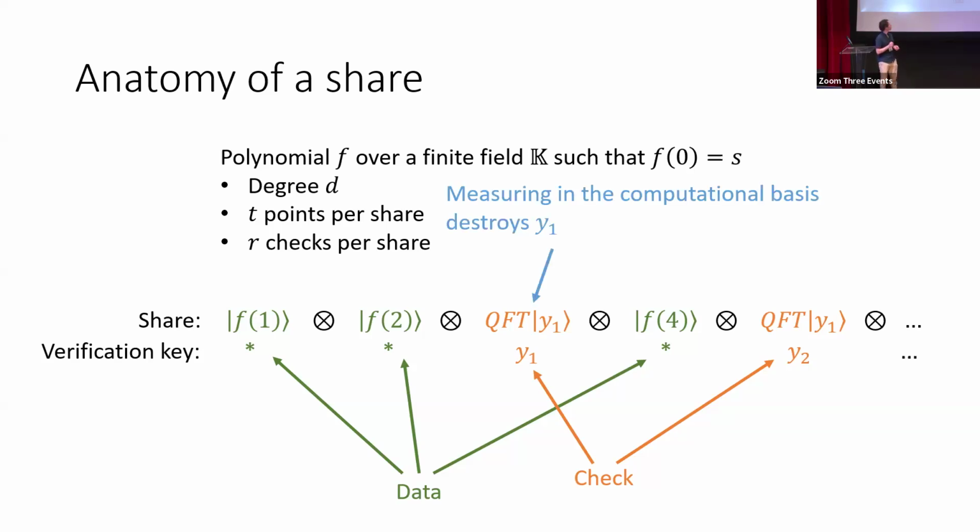Now, the nice part about this is that if you measure in the wrong basis, and keep in mind you don't know which positions are which, then you destroy the information there. So if you accidentally measure a check position in the computational basis, trying to get information out of it, then you're going to destroy your ability to pass the checks and pass the certification. And if you accidentally measure a data position in the Fourier basis, then you similarly destroy the data that's contained in it.